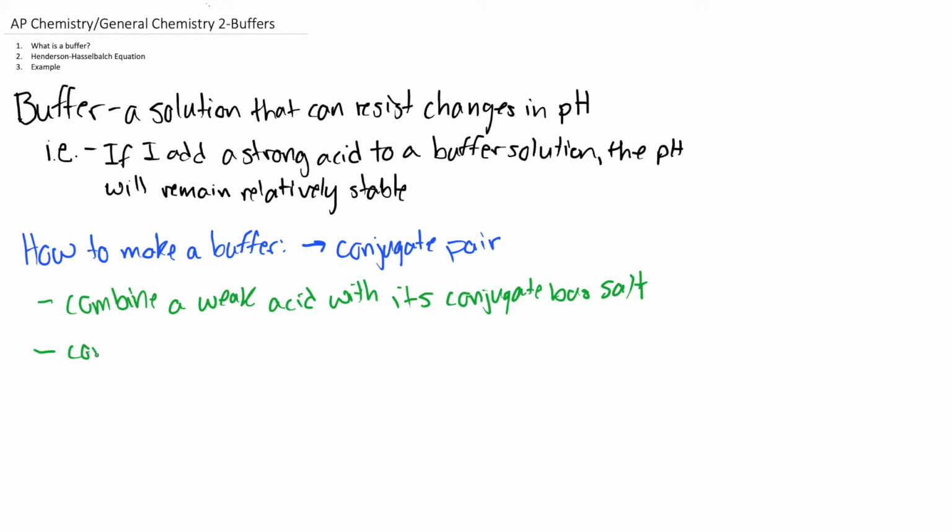Similarly, we can do the same thing: we can combine a weak base with its conjugate acid salt. For this method, it's basically like taking a beaker of, let's say, sodium acetate and a beaker of acetic acid, and combining them, and we make a buffer that way.